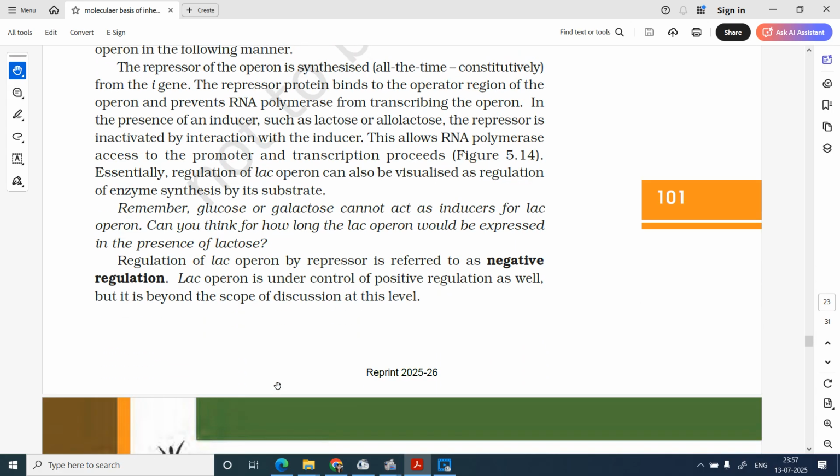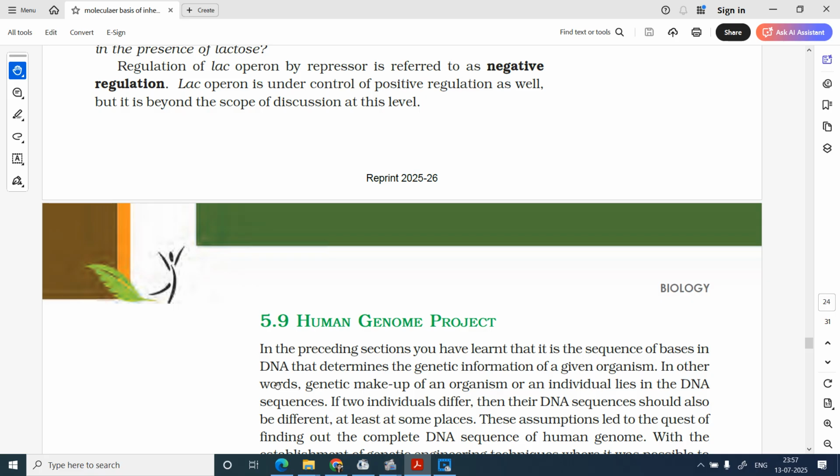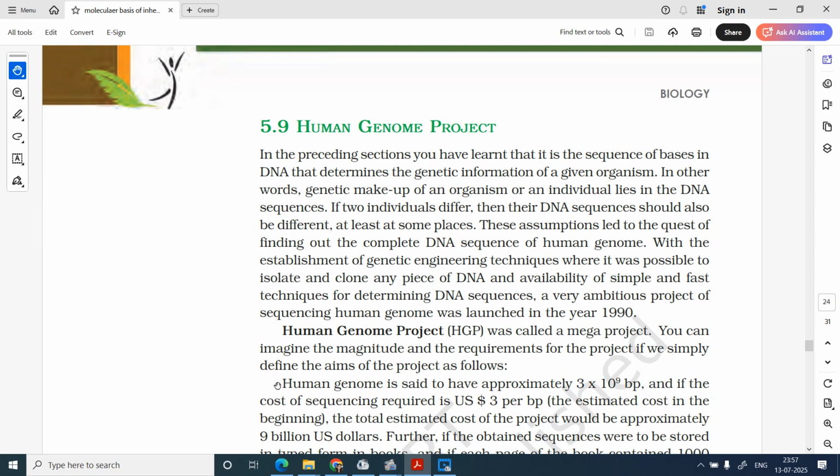Remember, glucose or galactose cannot act as inducer for the lac operon. Can you think for how long the lac operon would be expressed in the presence of lactose? Regulation of the lac operon by repressor is referred to as negative regulation. The lac operon is under the control of positive regulation as well, but it is beyond the scope of discussion at this level. 5.9 Human Genome Project.